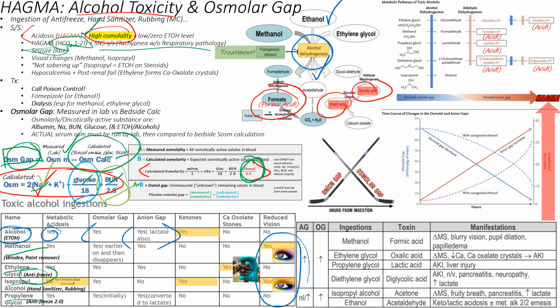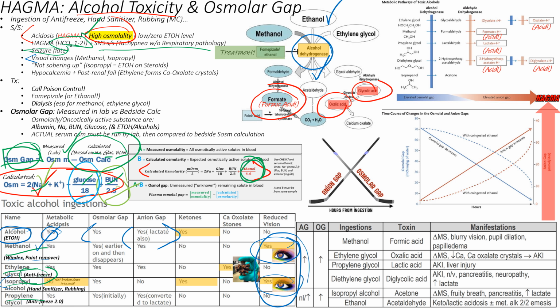So these two over here, methanol, which is found in Windex and paint remover, causes visual changes, and isopropyl alcohol, right? We use it to get the nail polish off our fingers, right? That can, and also what else do we use isopropyl alcohol for? To clean things sometimes, right? So that will then cause visual changes. So they come in complaining of vision changes. Yeah, it could be one of these two alcohols.